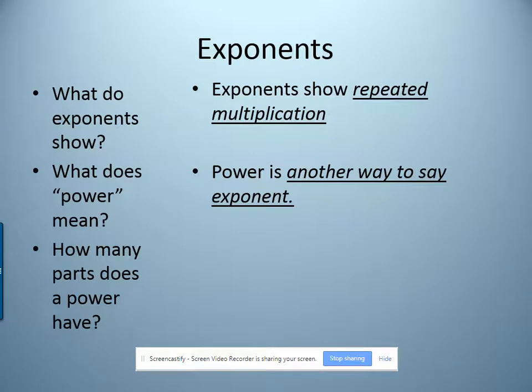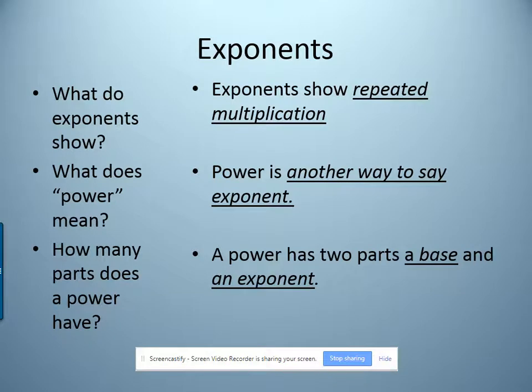Okay, so how many parts does a power have? How many parts does an exponent have? Same exact thing. A power has two parts: a base and an exponent.